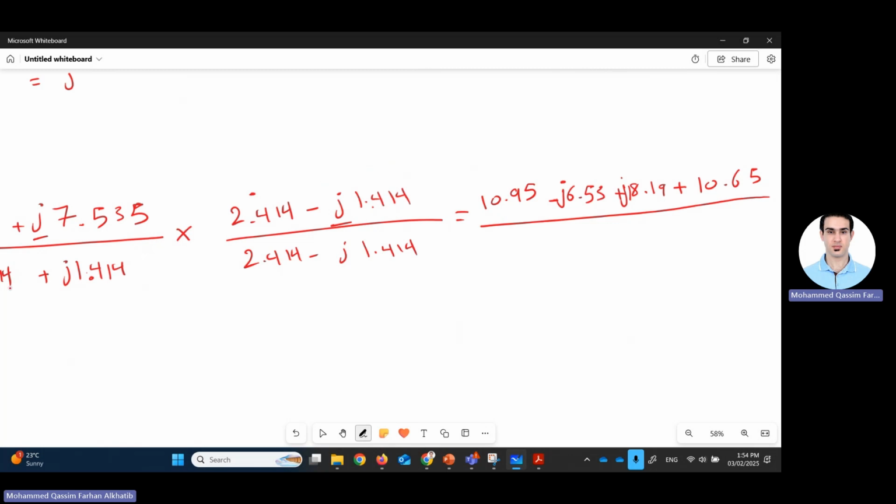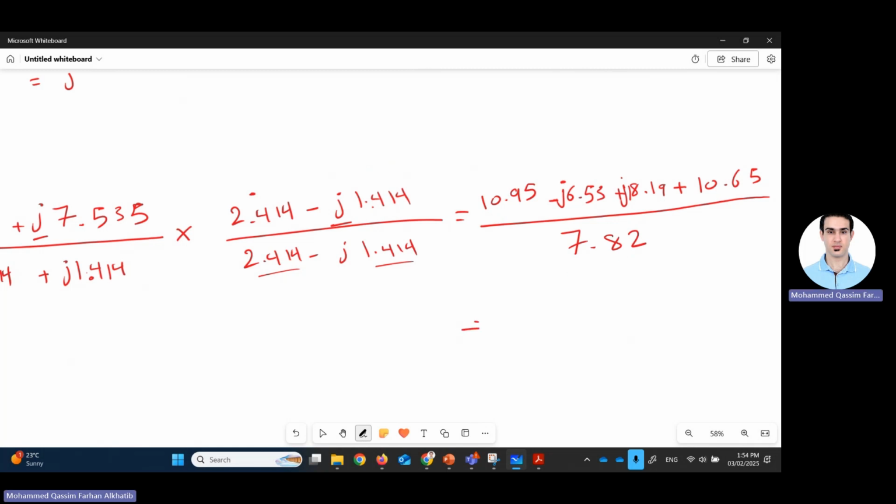All right, what about those two? As simple: square this one and add it to the square of this one, because you multiply by the conjugate, so the complex parts will cancel each other. So 2.414 squared plus 1.414 squared, 7.82. That's the whole thing.